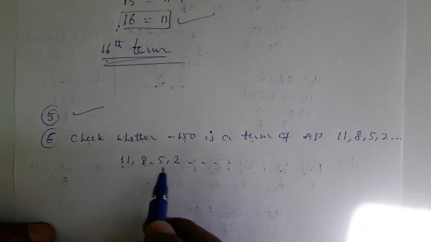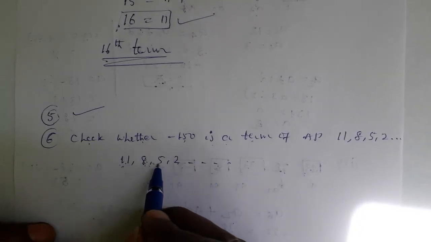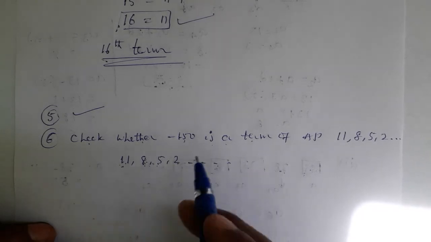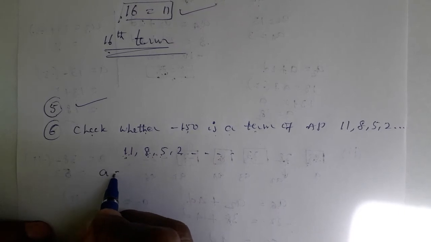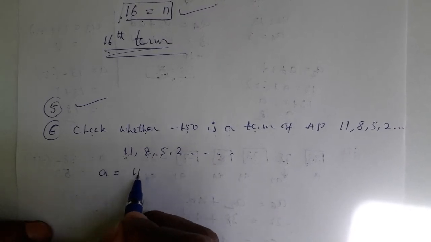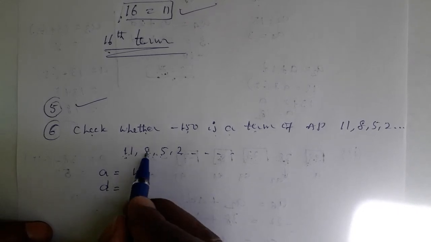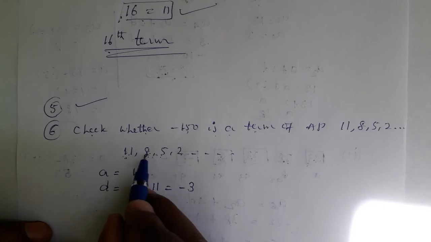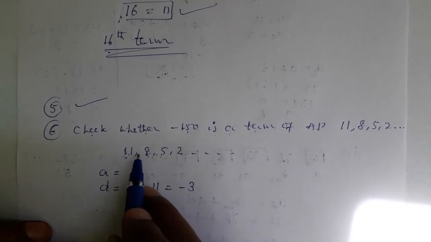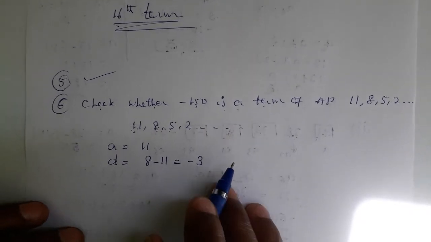Yes, because 11 is there in this AP. This is a term of the AP. 8 is also a term of the AP, 5, 2. Like that, we have to check whether minus 150 is a term of the AP or not. So let us check by first writing the given. What is a? a is 11, who is sitting first. d is the common difference: next minus previous, 8 minus 11 equals minus 3. Remember, it is in decreasing order.